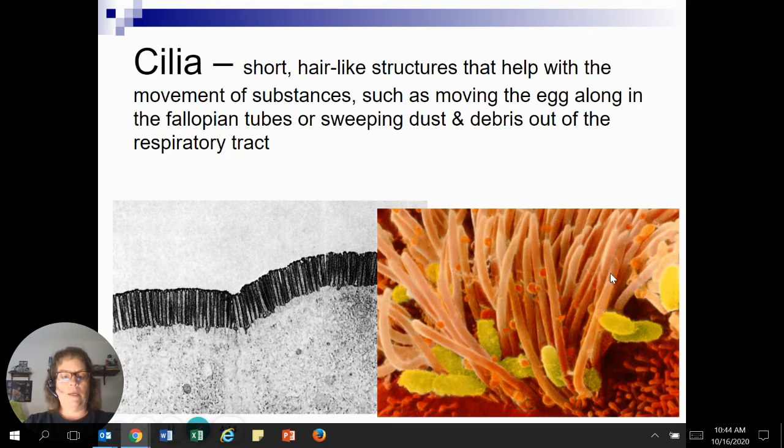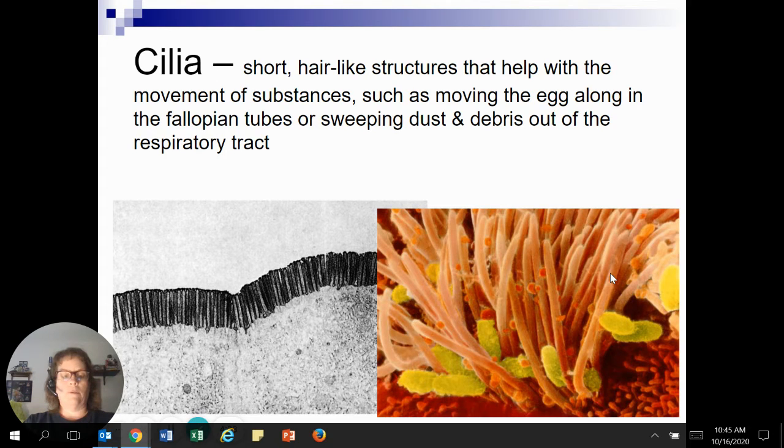Cilia are tiny little short hair-like structures that wave back and forth, and they help with the movement of substances. You can find these in females along their fallopian or uterine tubes. When the egg is ovulated each month from the ovary, these little cilia help to sweep it down the fallopian tubes and into the uterus.